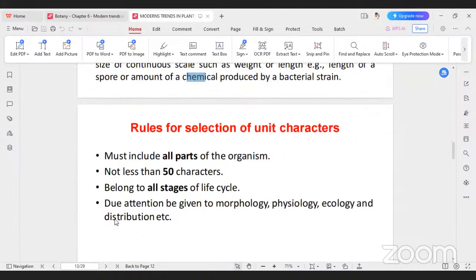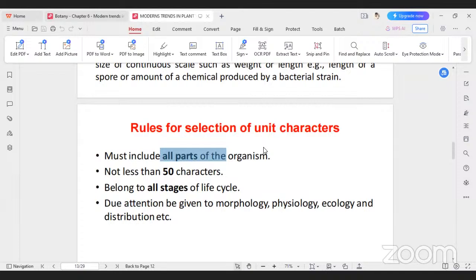Now the rules for selection of unit characters for numerical taxonomy. The rules are: you must include all parts of the organism and not less than 50 characters. The characters should not be based on one or two characters; 50 minimum. You should also take into consideration all parts of the organism. For example, in a plant, take the root, stem, leaf, flower, and also the molecular level and chemicals. They are all taken into consideration.